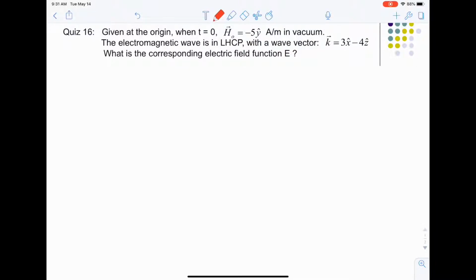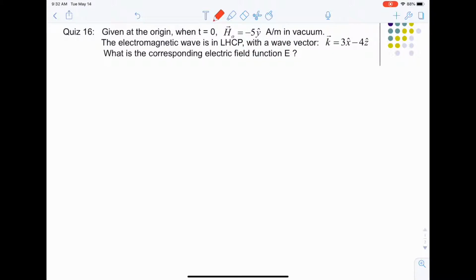Today we're going to be working on quiz 16 from spring 2018. Given at the origin when t equals 0, H naught is -5 in the y direction, amps per meter, in a vacuum. The electromagnetic wave is in left-hand circular polarization with the wave vector k of 3x minus 4z. What is the corresponding E field?